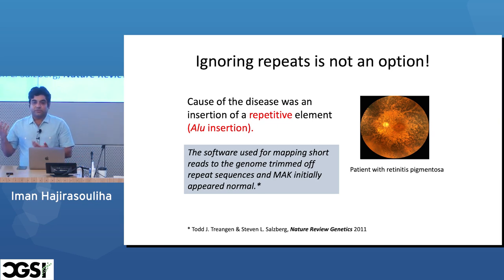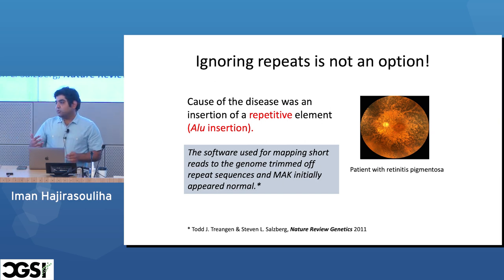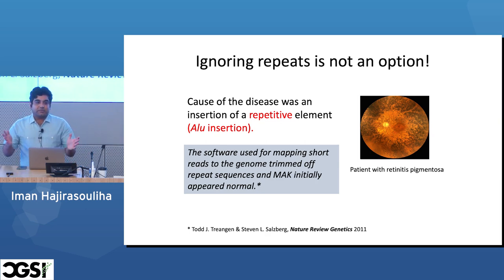Initially, when these researchers were studying this insertion, they missed it because they were using next-generation sequencing techniques. And the algorithm that they were using actually ignored multi-mapped reads. So later, through some Sanger sequencing and some manual inspection, they actually found this insertion in their data set. So it's also important to characterize all sorts of variations, especially in repetitive regions of the human genome.